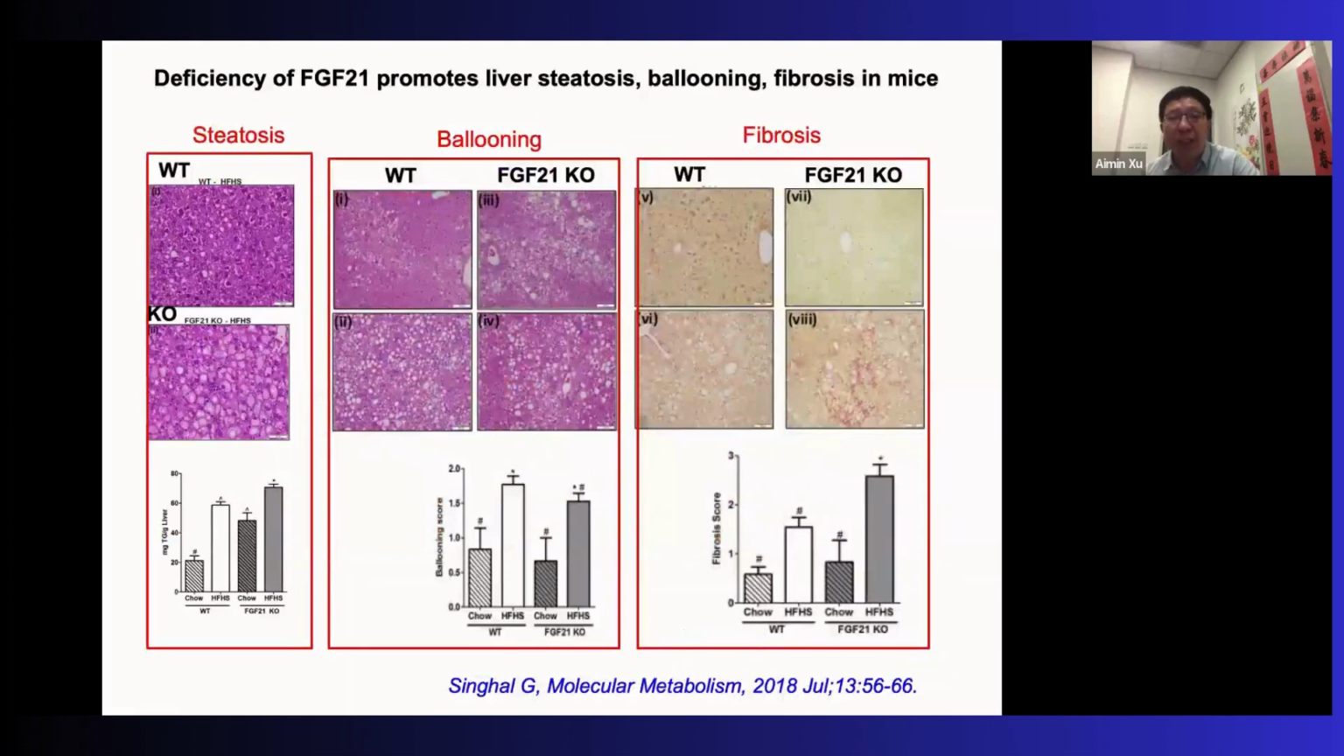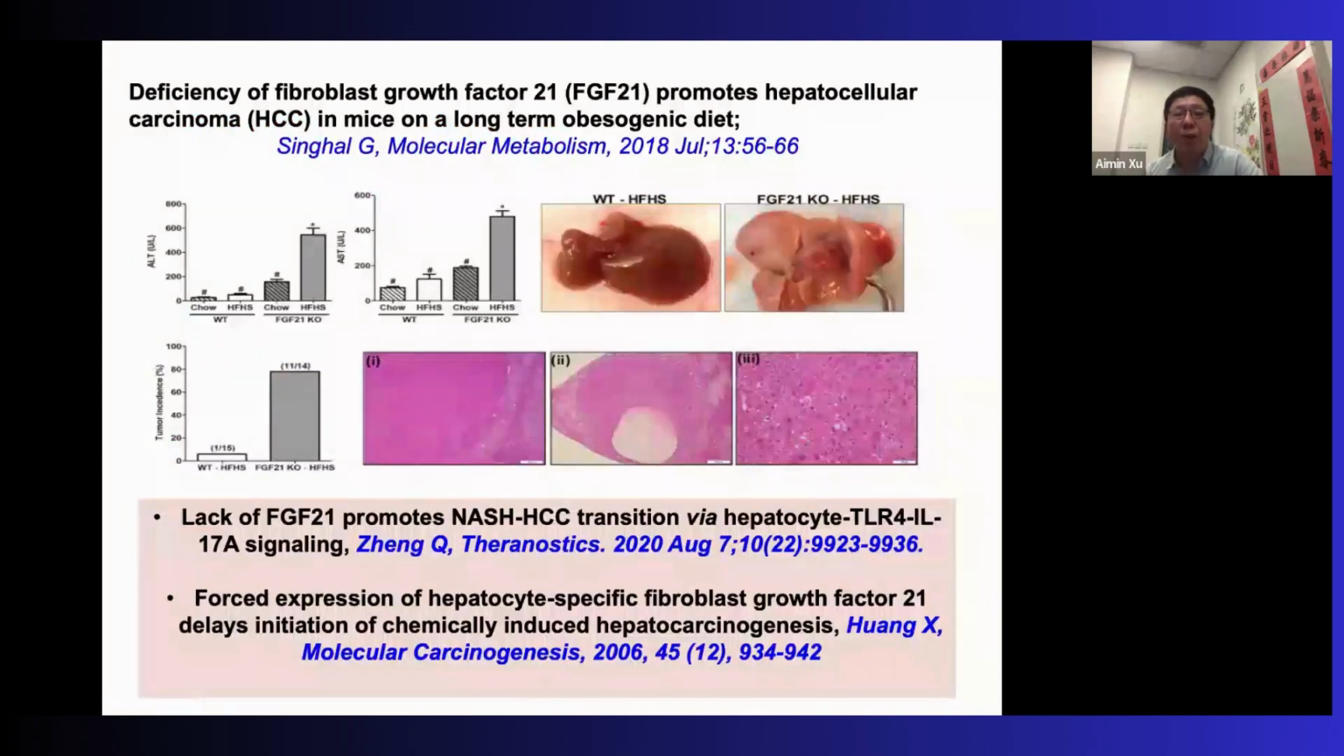Subsequent studies have found, on the other hand, that FGF21 deficiency can promote liver steatosis, ballooning, and fibrosis, as you can see from here. Under the high-fat diet condition, these knockout mice show obvious steatosis and increased ballooning and scores, and also increased fibrotic formation. And most importantly, there are studies suggesting that deficiency of FGF21 can promote hepatocellular carcinoma formation in mice on a long-term high-fat diet, as you can see from here.